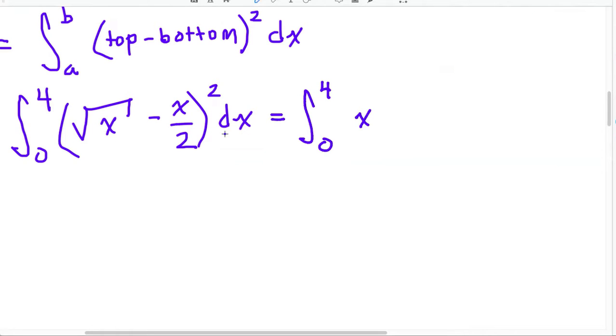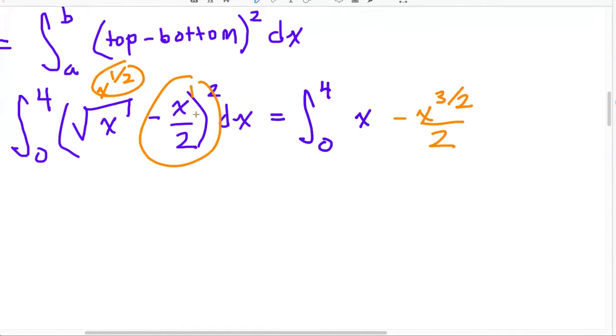Now to double the product: the product here is x to the 1/2 times x to the 1. I add their exponents, so 1 plus 1/2 is 3/2. So multiplying them together without multiplying by 2 looks like x to the power of 3/2 divided by 2. That is the product of x to the 1/2 and negative x over 2. But I don't add the product, I double the product. So I'm going to be multiplying by 2, and these 2's will cancel out. So I can just say x minus x to the 3/2.